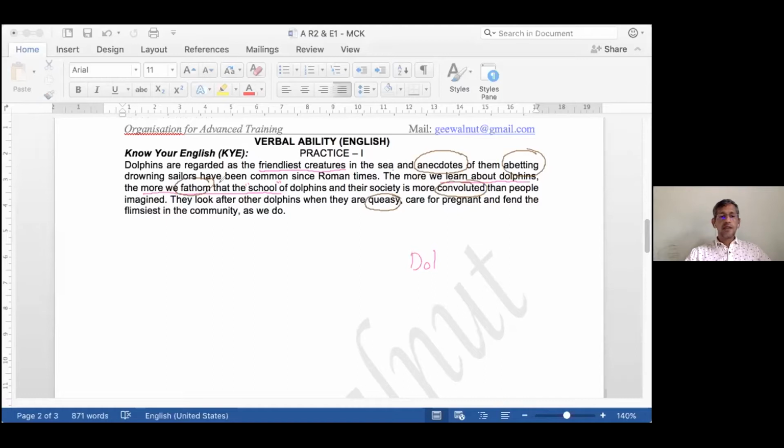And pregnant and fend the flimsiest. What is flimsiest? And it says fend. What is the meaning of fend? So we have many words over here. These are not really in common usage. These are English words, but we don't use them in everyday life. But some of you must have heard of these many times. Anyhow, we'll take a look at what exactly the meaning of these words is, one by one.